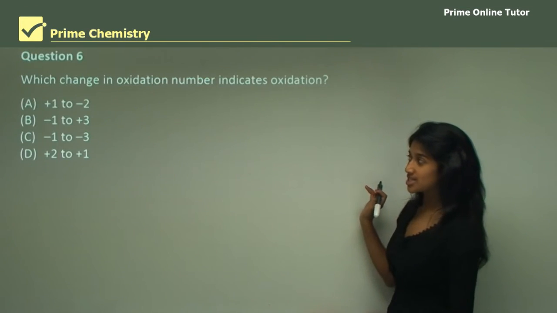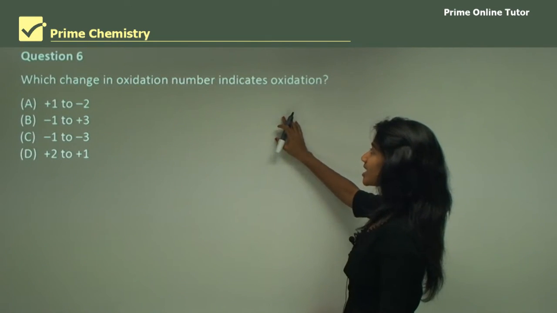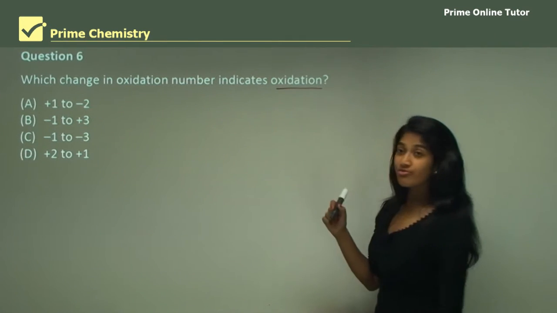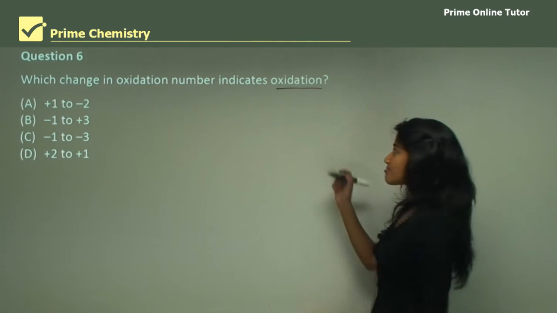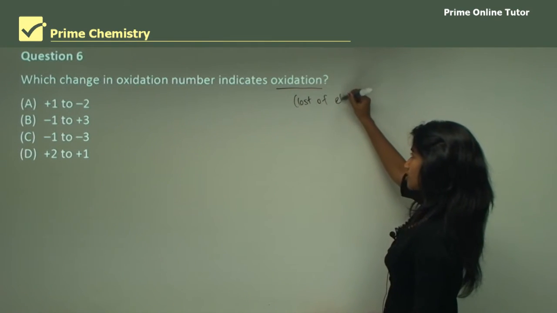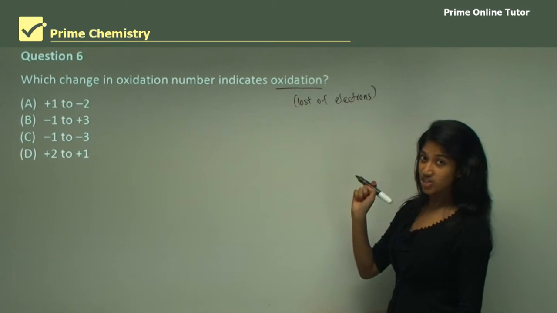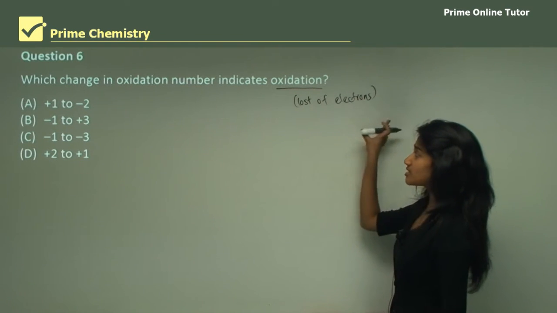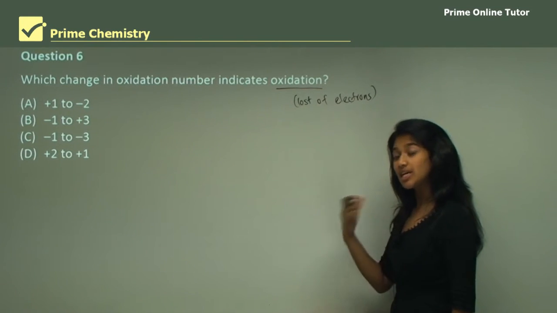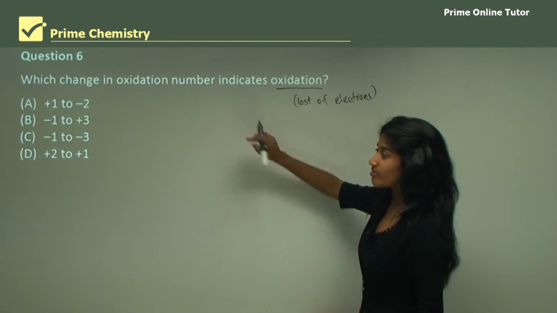Here we have question 6. Which change in oxidation number indicates oxidation? Now, what's oxidation? Going back to our OIL RIG, we remember it's a loss of electrons. So anything that is losing electrons is undergoing oxidation. For something to lose electrons, its oxidation state must be increasing. So let's take each option one by one. We have option A.